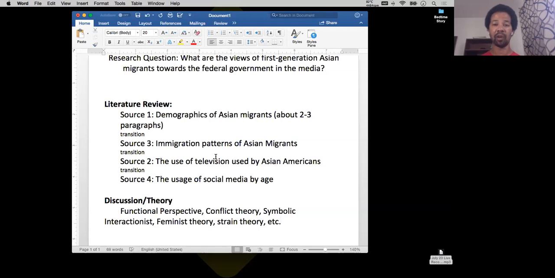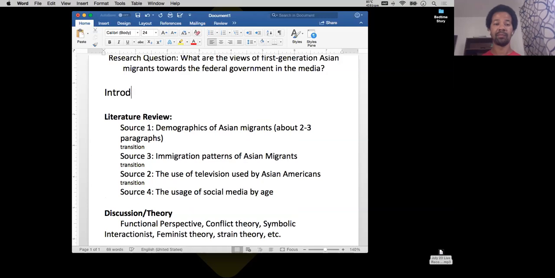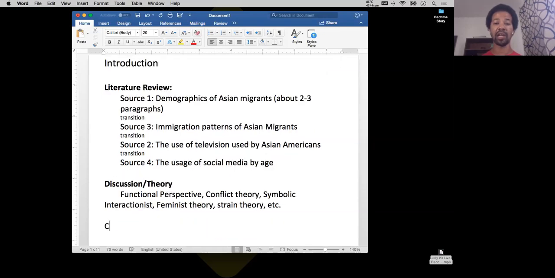As I mentioned before, data is nothing. It means nothing until we add the meaning to it, which is the discussion section. After that, I'll start to write the introduction. Then after I write the introduction, I'd write the conclusion.